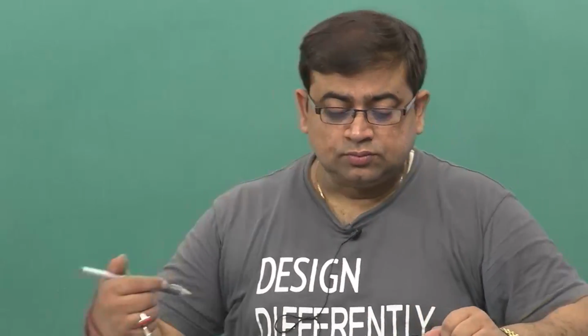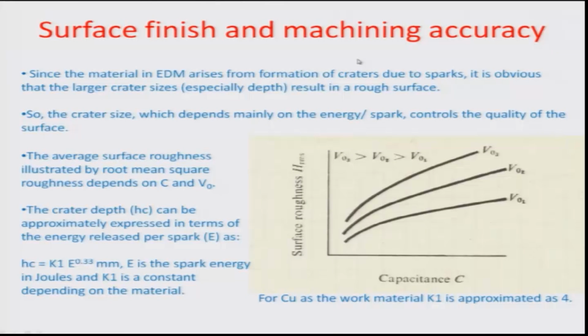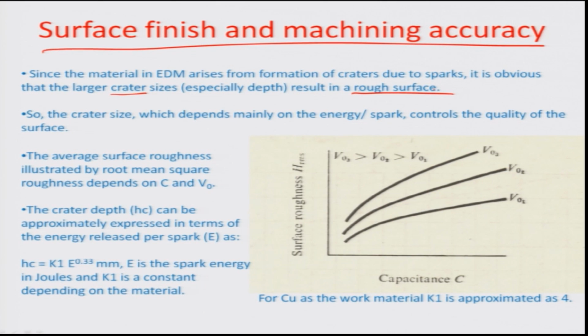So, let us look at some of the details related to that. We talk about surface finishing and machining accuracy. As we all know, because the material removal process is really the cratering action, and the cratering action always results in a rough surface, the important point here is to control the crater size.